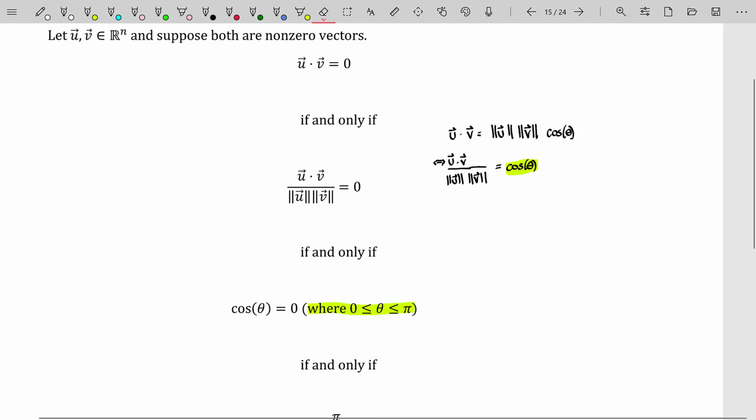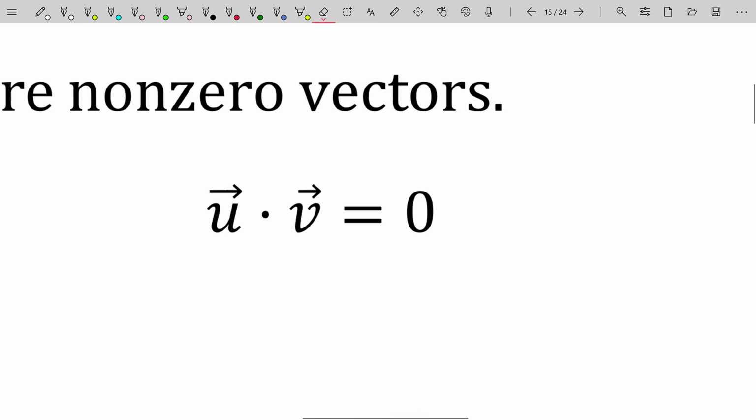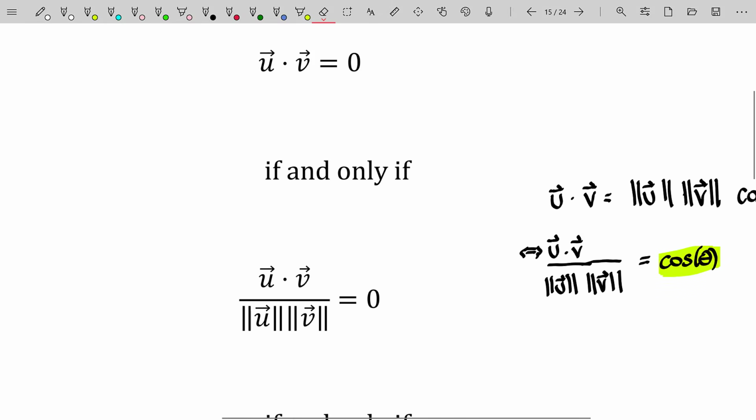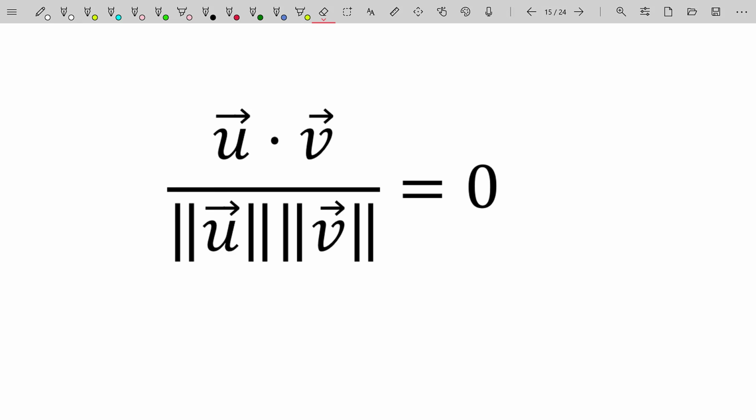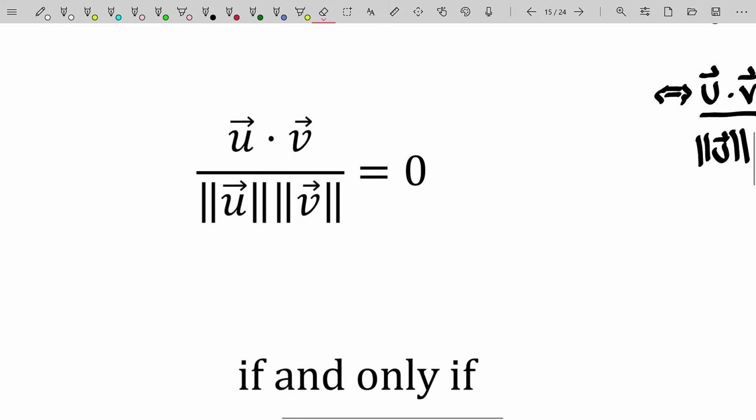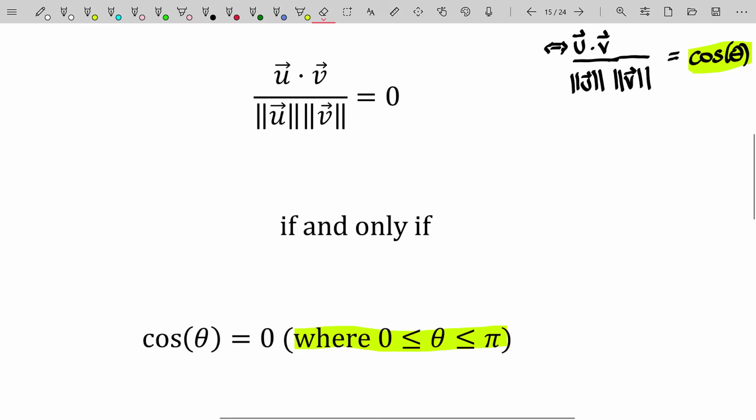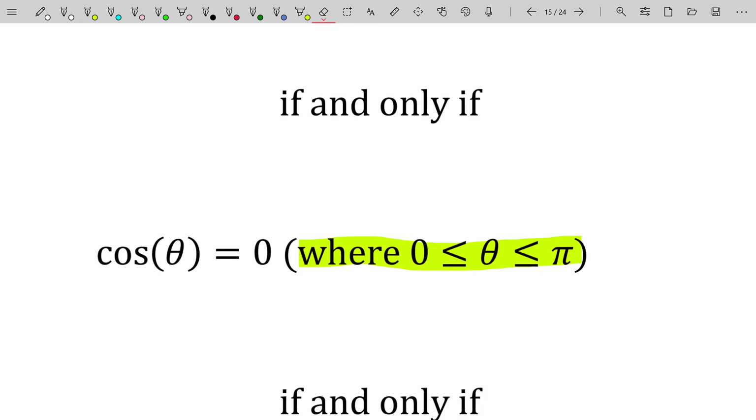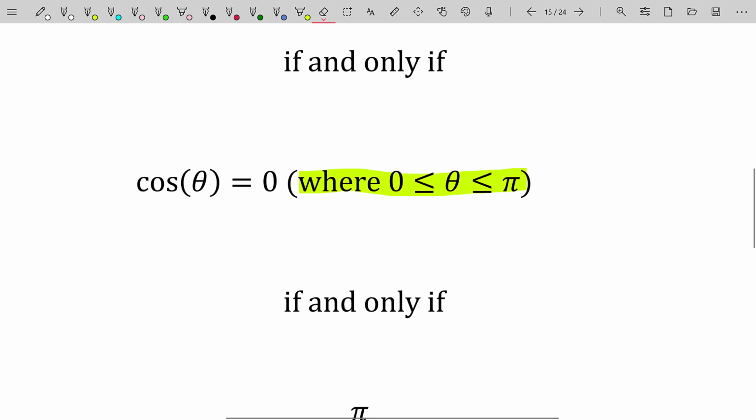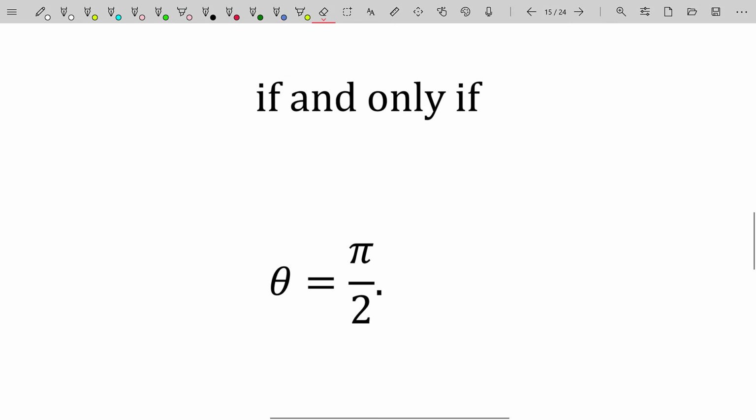So let's read this forward. If I told you that u dot v is 0, then you would say, well, I agree. Then if you divide both sides by a non-zero number, u dot v divided by that non-zero number should still be 0. And then you say, well, we know what u dot v over that product of magnitudes is. That's going to be the cosine of theta, the angle between them. So saying this is the same thing as saying the cosine of the angle between them must be 0. But if I told you the cosine of an angle is 0, where the angle must be between 0 and pi, your only choice for theta is pi over 2.